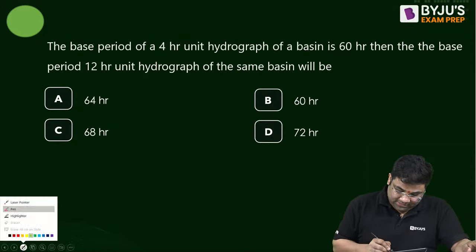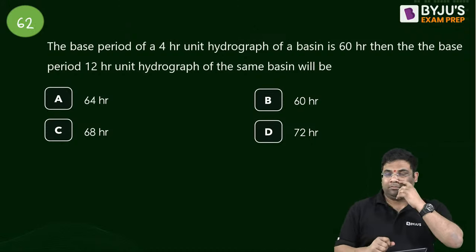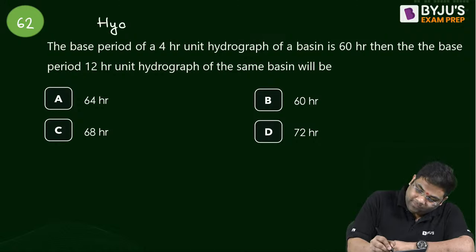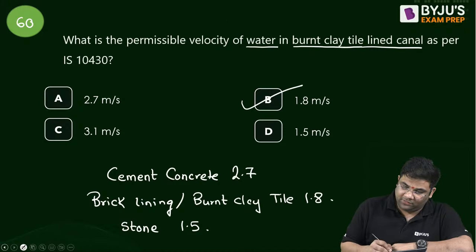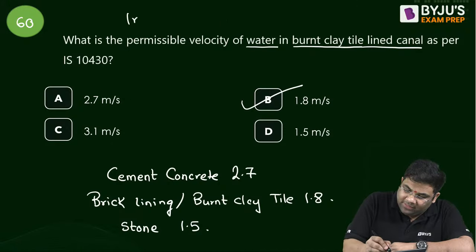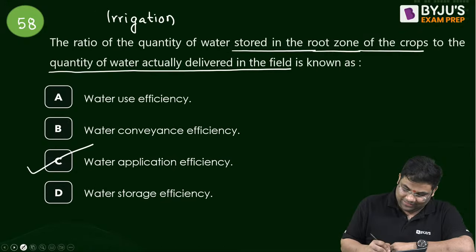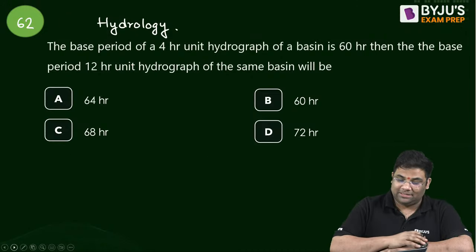Next question, 62. Answer this question. Hydrology. Please answer this. This was surveying. This was from irrigation, I can say. Just wait 1 minute, I will write down the topic names. Steel, irrigation. Now answer this.